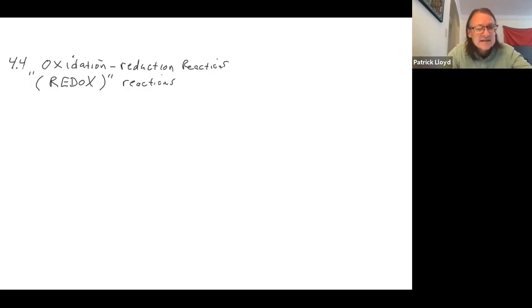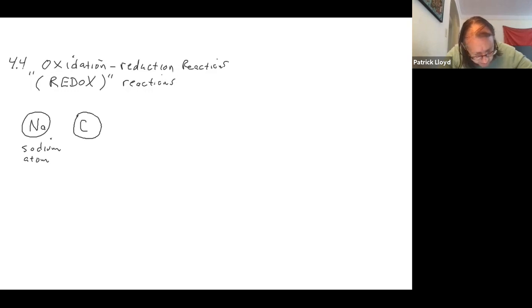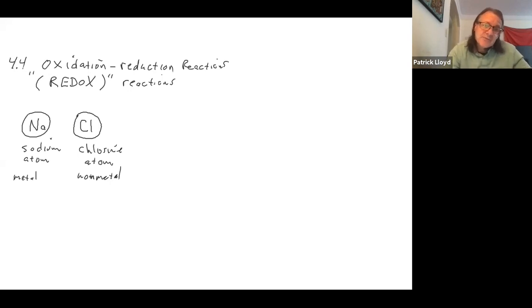Okay. So the idea of a redox reaction, very simply, is that if you have some substance, it could be anything, just to make it simple, let's say it's a sodium atom. So here's a sodium atom. And it comes in contact with a non-metal. So this is a chlorine atom. So you have a metal over here, and you have a non-metal. There are many different types of redox reactions, but this is perhaps the simplest type.